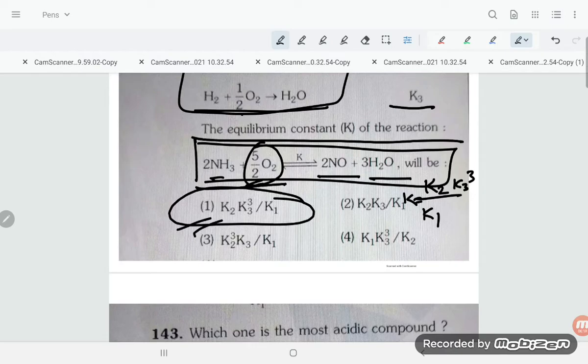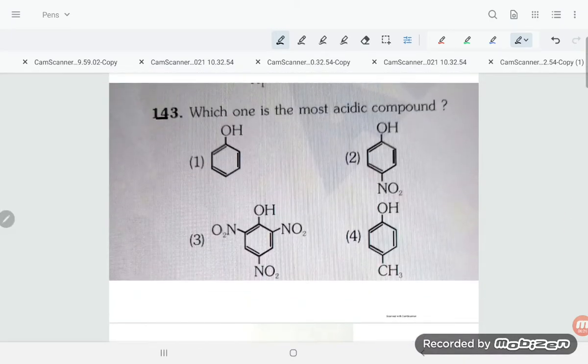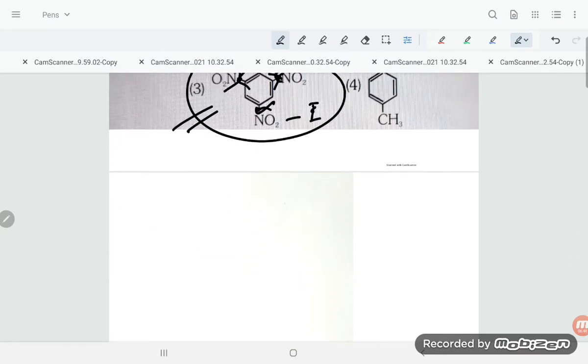So the correct option is option number 1, students. Practice it, this is not tough, it is a direct NCERT type of problem. Which one is the most acidic compound among those given? The greater the minus I groups, the more acidic. This has three electron withdrawing groups, minus I, minus I, minus I, so this will be the most acidic, dear student. So the correct option is option number 3 itself.